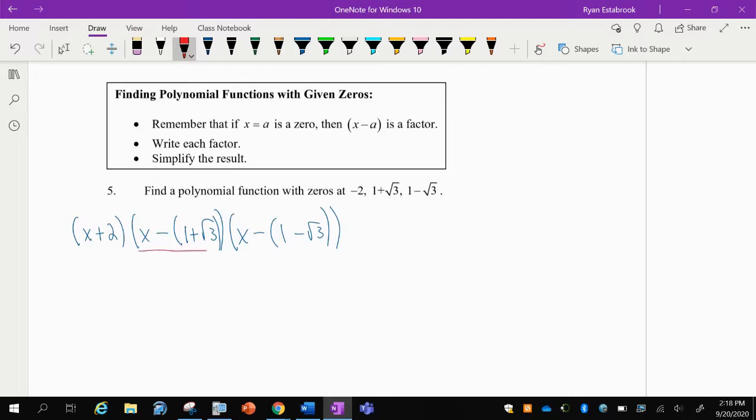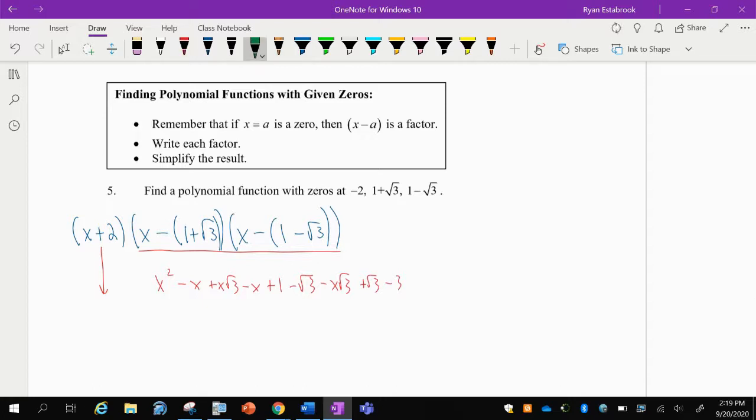To begin with, I'm going to multiply the two conjugates with each other and then get to the x plus 2 eventually. So x times x is x squared. X times -1 is negative x. X times positive root 3 is x root 3. Now, -1 times x is negative x. -1 times -1 is positive 1. -1 times positive root 3 would be negative root 3. One more time, negative root 3 times x is negative x root 3. Negative root 3 times -1 would be plus root 3. And then negative root 3 times positive root 3 would be negative 3.